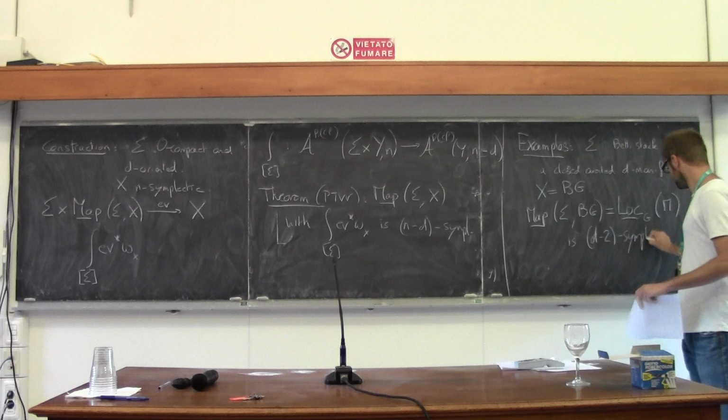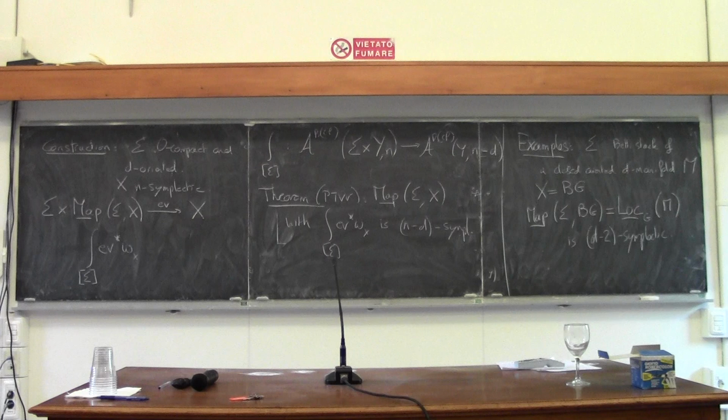In particular, if you have a closed oriented surface, you recover that the moduli stack of G-local systems on a surface is symplectic. Actually, I should say that this is a derived stack, but it has an open substack which is actually smooth and which is what people usually call the moduli space of local systems.